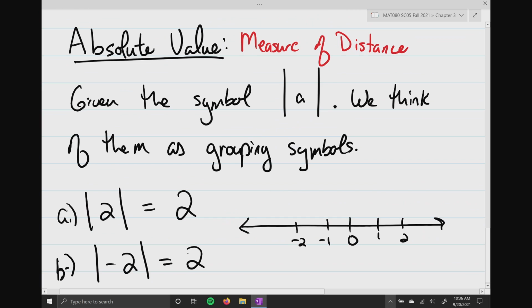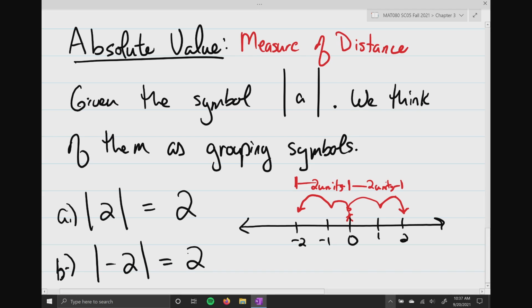So if I ask what's the absolute value of 2, then what you're doing is you're starting at 0 and counting how many steps it took you to get to number 2. If I asked you for the absolute value of negative 2, it's still a distance. It's just you're moving in the opposite direction. So no matter which way you look at it, it's always going to be positive, and that's because absolute value is a measure of distance.